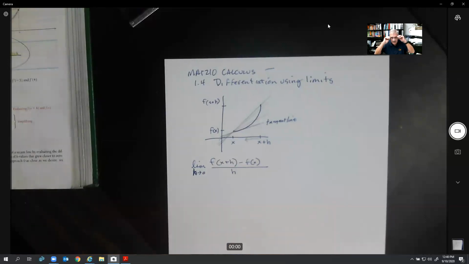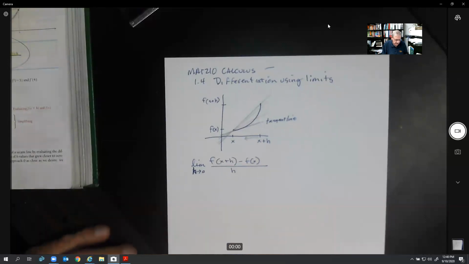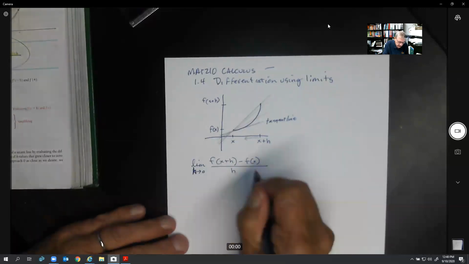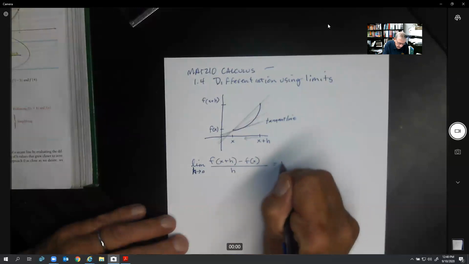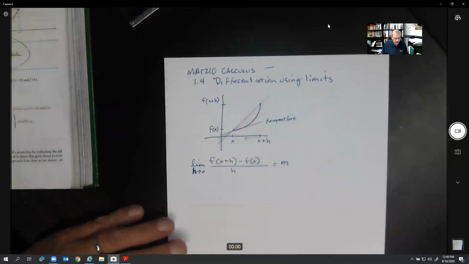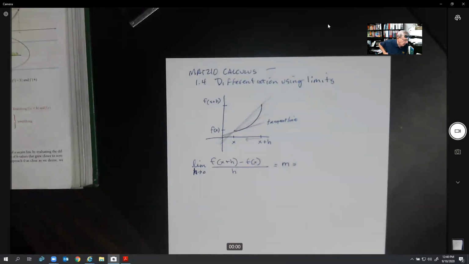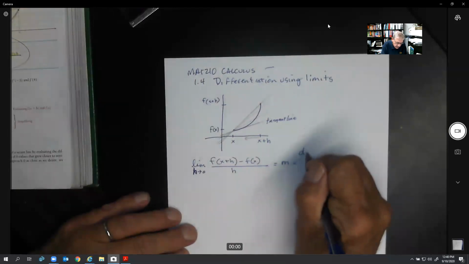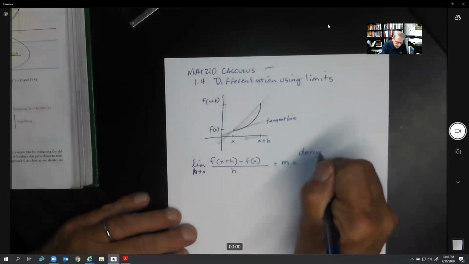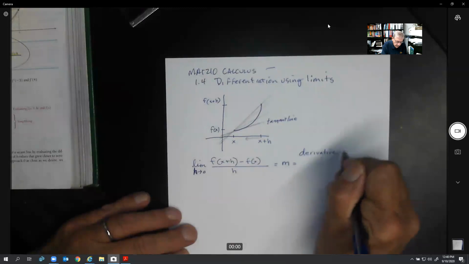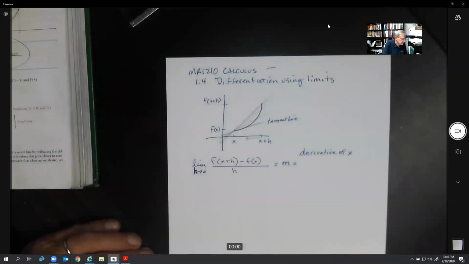Once that happens, this will actually become our slope, but we're going to designate it with a new name, and we're going to call it the derivative of the function of x, the derivative of x.